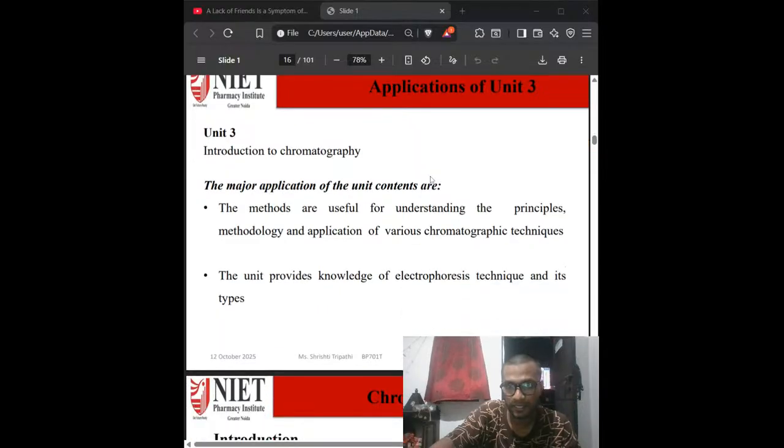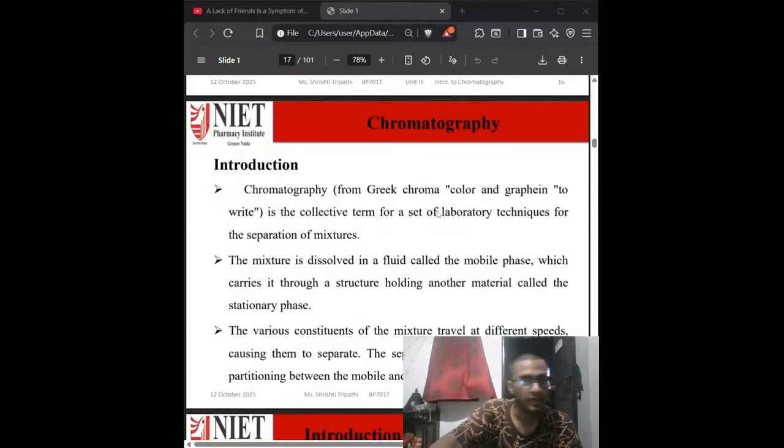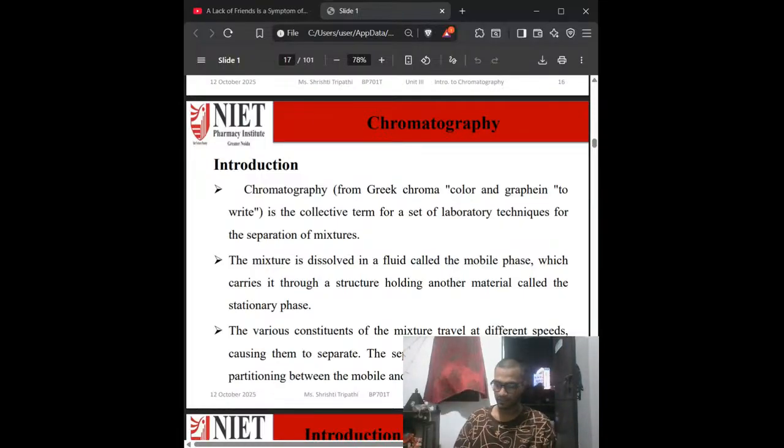Unit 3, major application, contents, chromatography. Now we are at the section in which we will study chromatography. Chromatography, from Greek chroma, color, and graphein, to write, is the collective term for a set of laboratory techniques for the separation of mixtures. I have to also learn about the mind mapping technique while creating notes on my notepad.